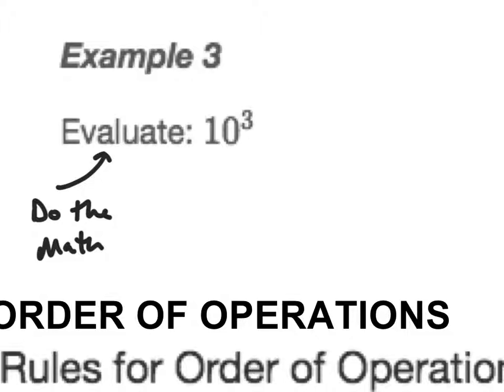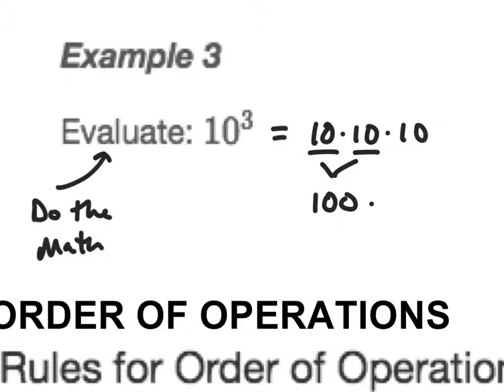Now, if I have 10 to the third, that means I'm multiplying 10 by itself 3 times. So I would do this as 10 times 10 times 10. Then we need to do the math. We actually need to multiply these numbers out. So I'm going to take 10 times 10, which gives me 100. Then I'm going to multiply that again by 10. So 100 times 10 gives me 1,000. That's my answer. That's what I'm looking for.